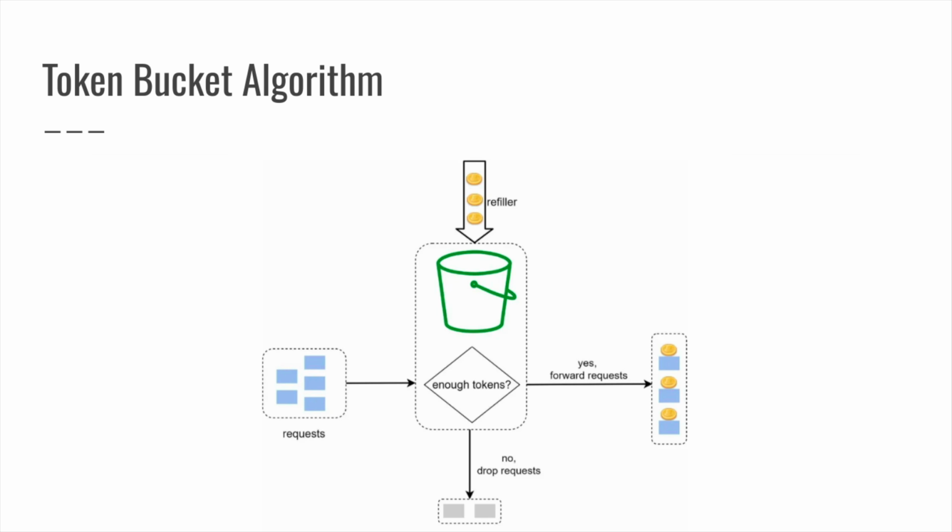We can have multiple algorithms to implement rate limiting. As an example, here we have the token bucket algorithm. In this implementation, the bucket has tokens with a predefined capacity. When a request comes in, it takes a token from the bucket and is processed further. If there is no token to be picked, the request is dropped and the user will have to retry.